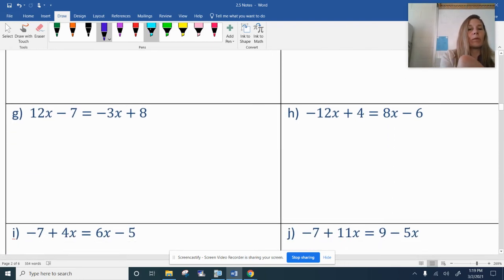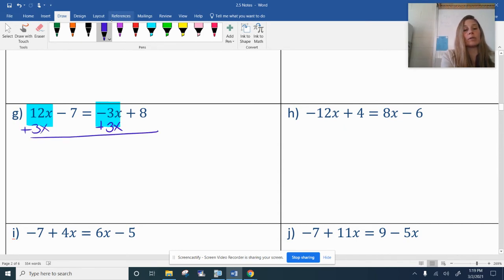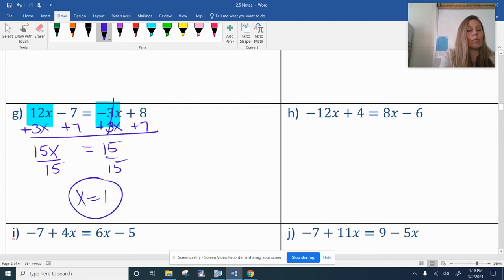Okay, so now for example, G looks very similar to the one we just did. So I'm going to move my smaller x term to the opposite side. In this case, that would be adding my 3, which is going to give me a 15x. And then I'm going to move my constant, which is the 7, to the opposite side. So that's going to give me a 15 there. And then dividing, and I get x equals 1. All right, so let's take a look at H.